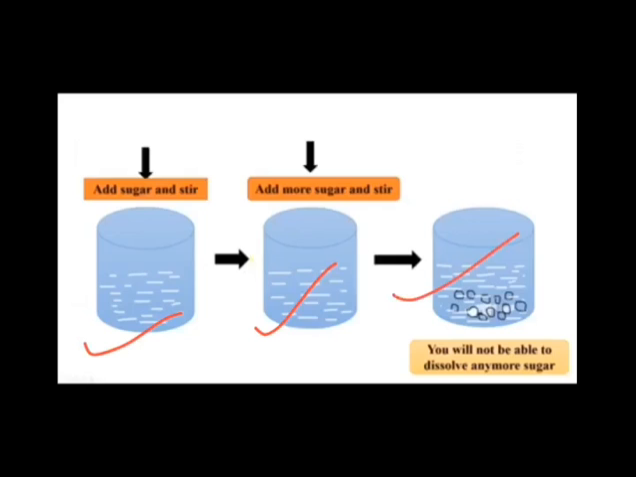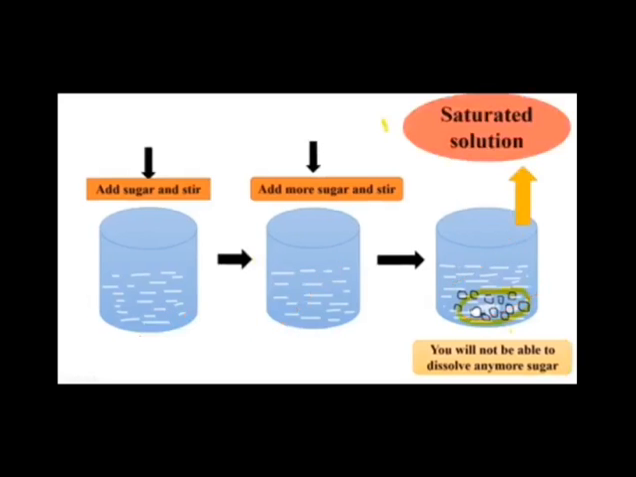So this solution in which you will not be able to add any more sugar is known as a saturated solution. So you have to do this activity and check how many spoons of sugar you can dissolve in 1 glass of water. Okay. And one more activity, how many spoons of salt you can dissolve in 1 glass of water. Okay, so you have to do both the activities at your home.